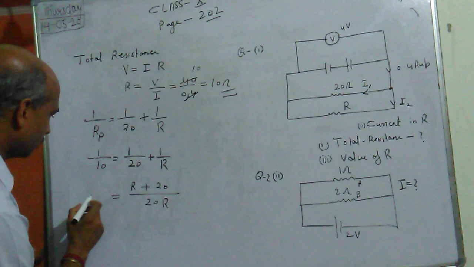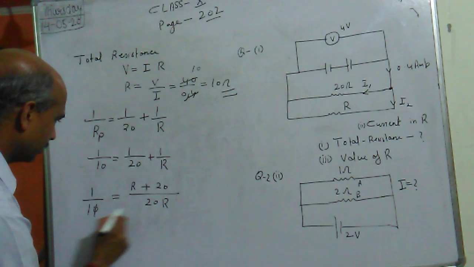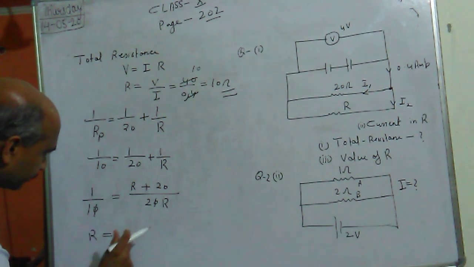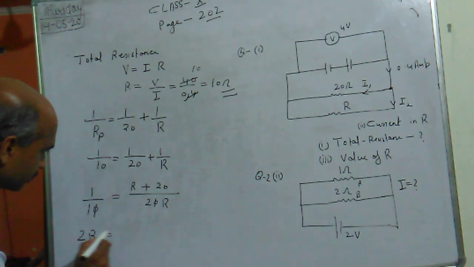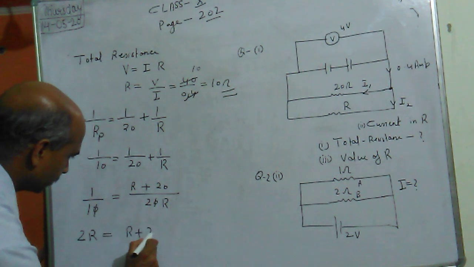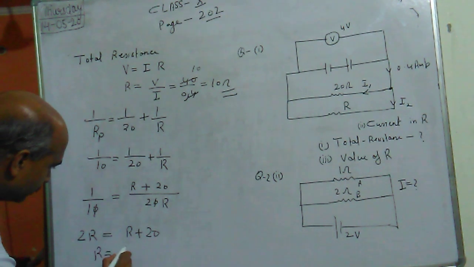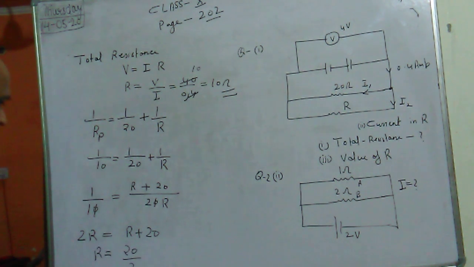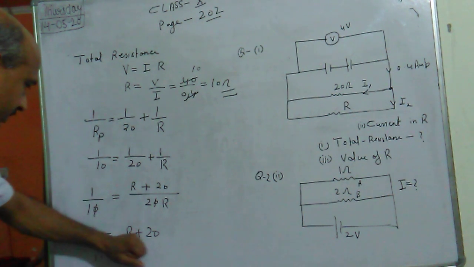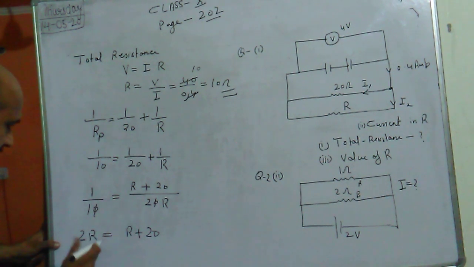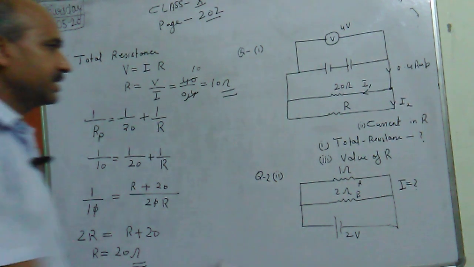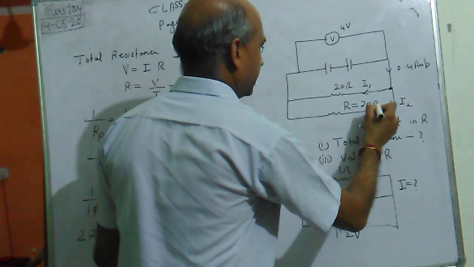So here it is 10, 0 gone with this 0, and 2R equals R plus 20. So R equals how much? We can shift this. इसको shift कर दो R को. We have shifted this R. So R equals how much? It is 20 ohms. So that means this resistance is of 20 ohms.